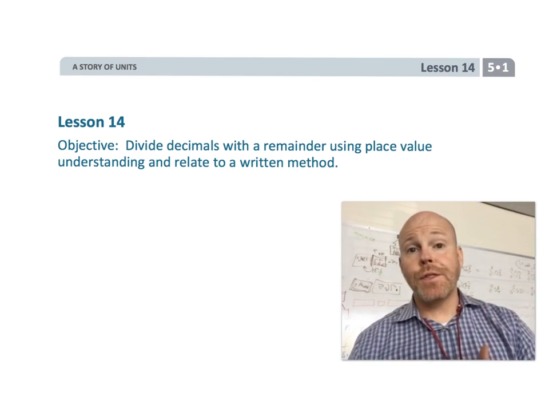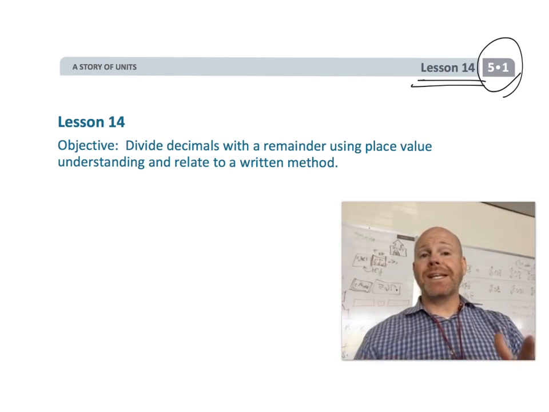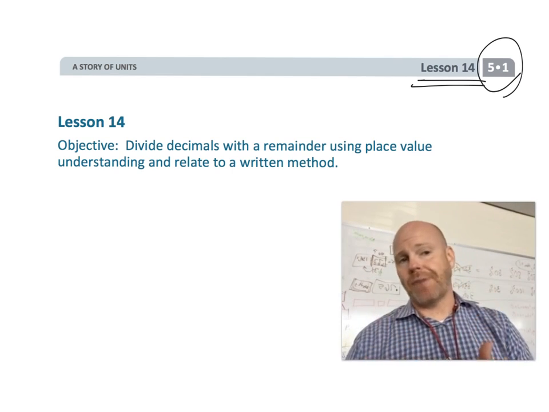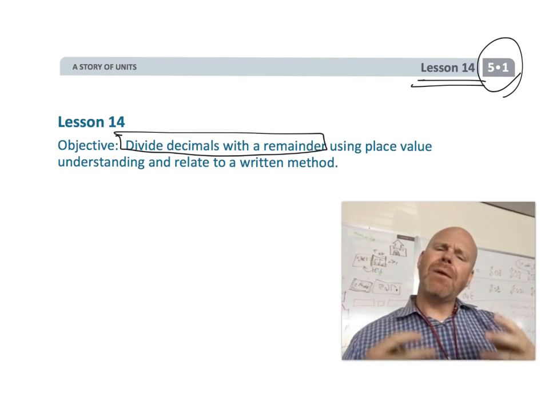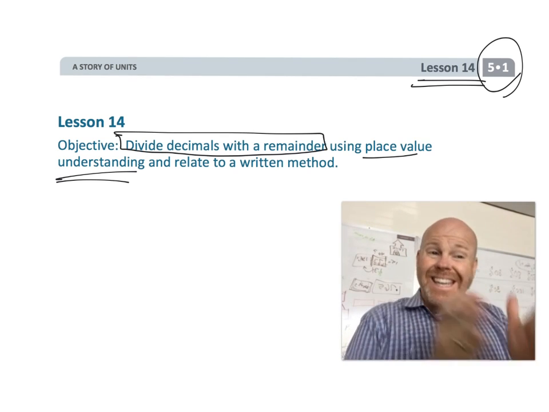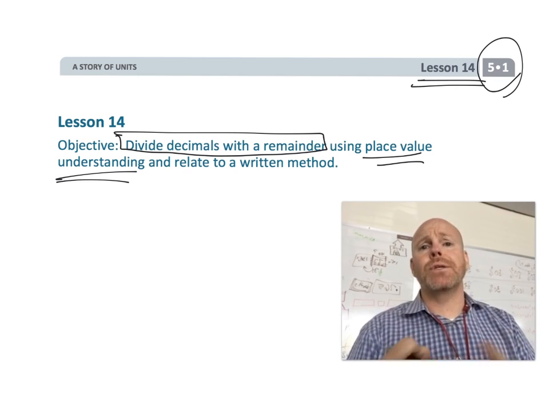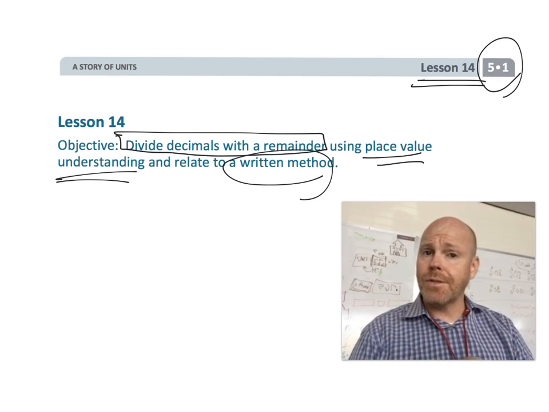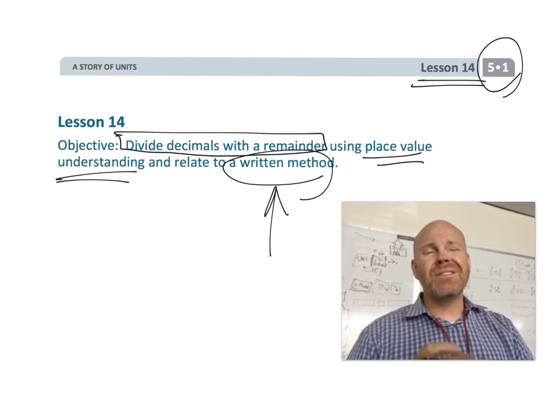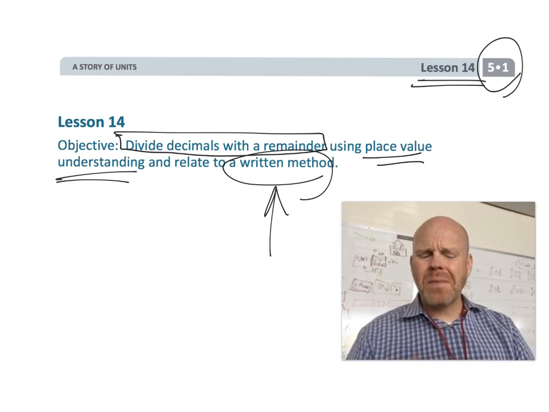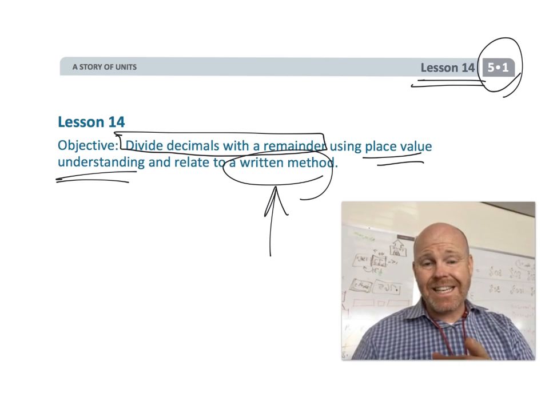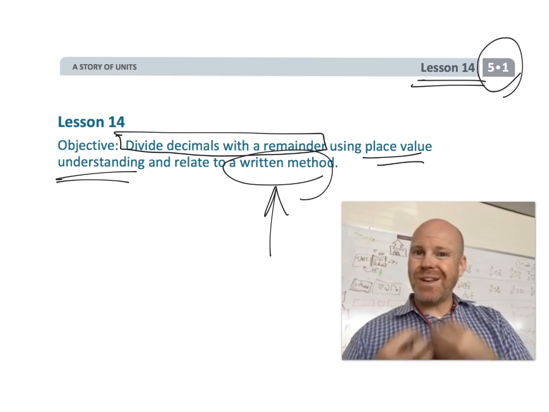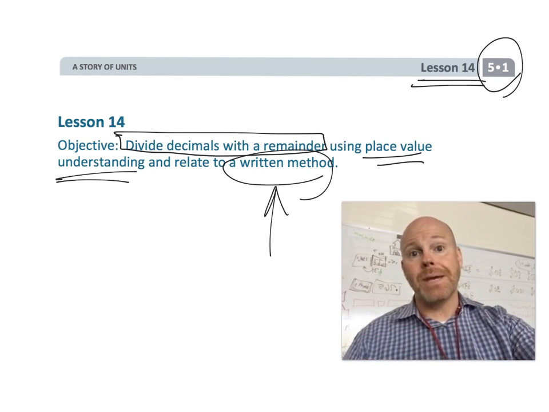All right, this is 5th grade, Module 1, Lesson 14. And in this lesson, we're going to be dividing decimals with a remainder using place value understanding. Ultimately, students are going to be using the standard algorithm for dividing decimals by a whole number. But I'm going to begin with a couple of problems where we really use those dots and the place value technique so that students understand why the standard algorithm makes sense.